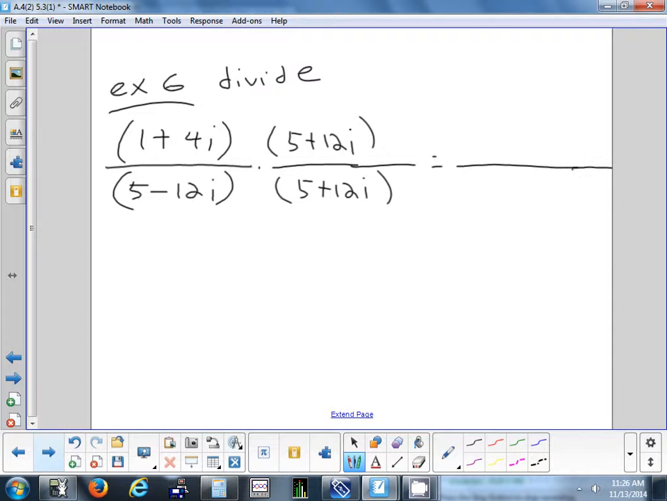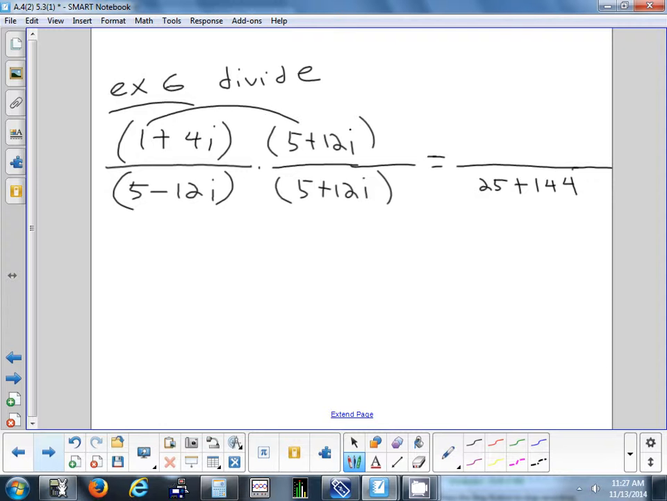Okay, I like to do the bottom first because we have that shortcut. We can do it pretty quick. Andrew, how would I use that shortcut to do the bottom out? 5 squared plus 12 squared. 5 squared plus 12 squared. And the next step, we'll add them up. Any question on the denominator? Okay, now the numerator, there's no shortcut for that. We gotta go through the whole thing.